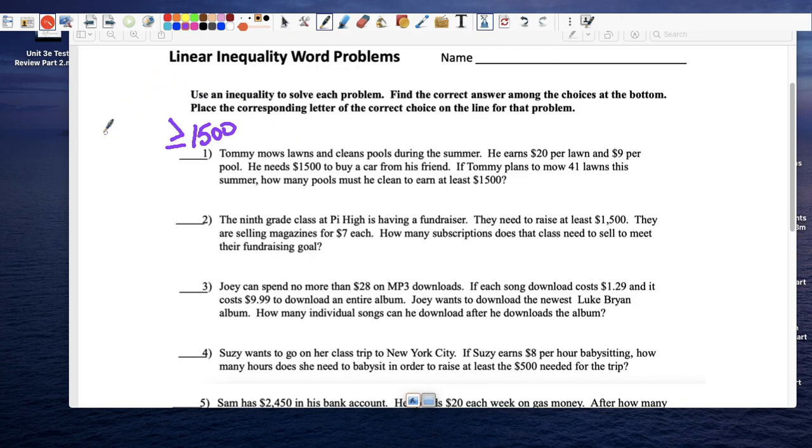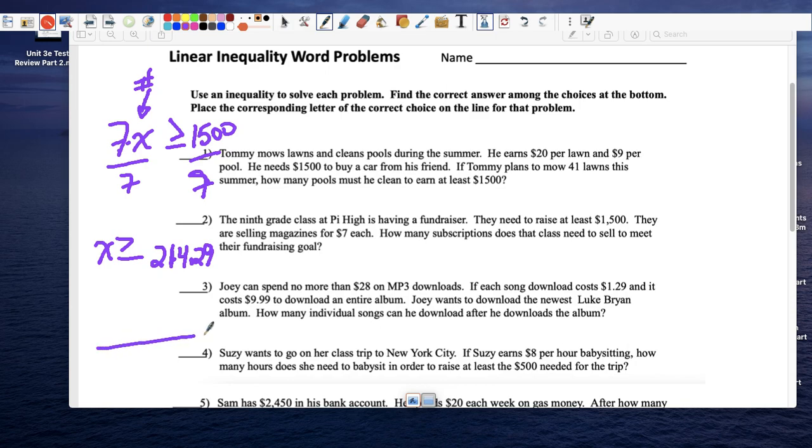All right, so 7 times X, that's the number of subscriptions, right? Is that easy? All right, so divide by 7. X, the number of subscriptions that they need, is, let's see, 1,500 divided by 7. It says here 214.29. So now, think about it.